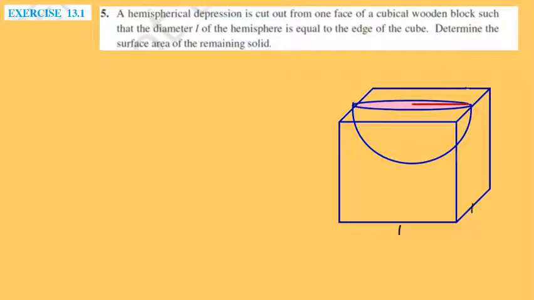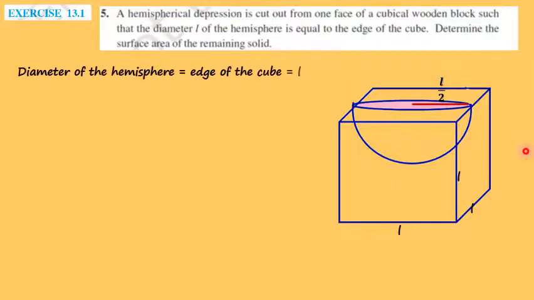So here you can see it's a cubical wooden block, and it is carved inside in the shape of a hemisphere. That means this colored part, that is the inside part, the wood is carved out. So you have to understand that. Now we have to find the surface area of the remaining solid.